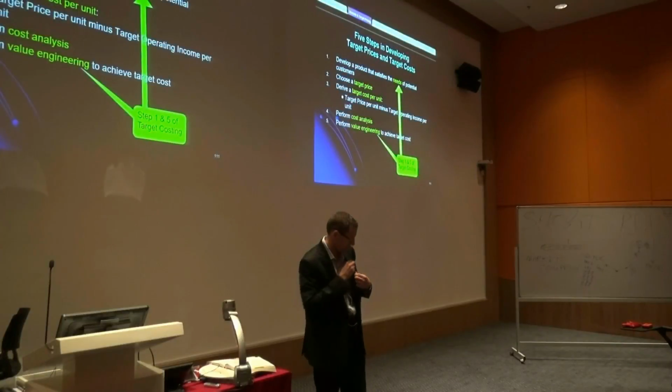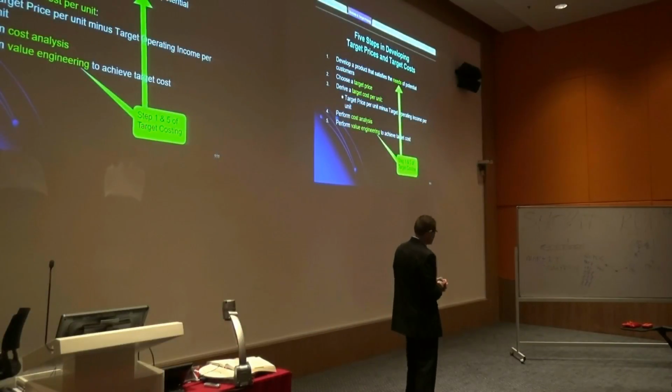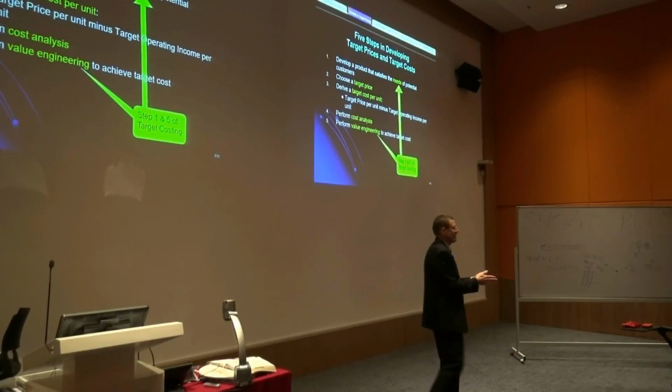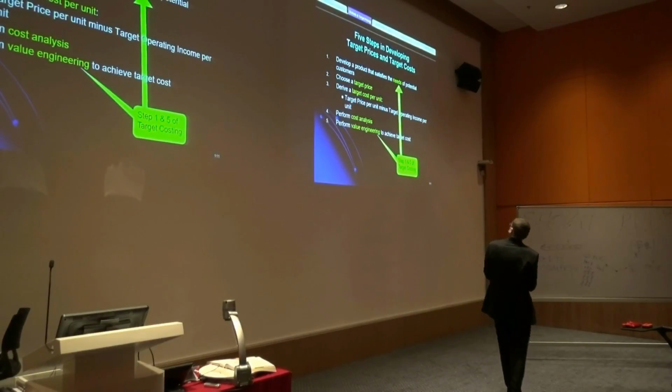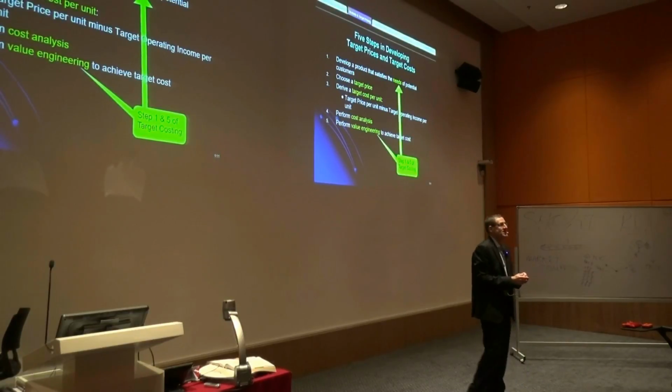Target pricing. Very good. Okay, in the book, you can read it in the book. It's really, really funny because it says target pricing and target costs. It says there are 5 steps.